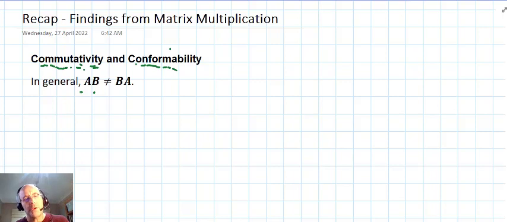Hi folks, recap time. We're looking at what we found from matrix multiplication recently, so keep up with the videos. We're looking at two concepts: commutativity, the order of multiplication in other words, and conformability, whether two matrices can actually be multiplied. In general, matrix A times matrix B does not equal B times A.